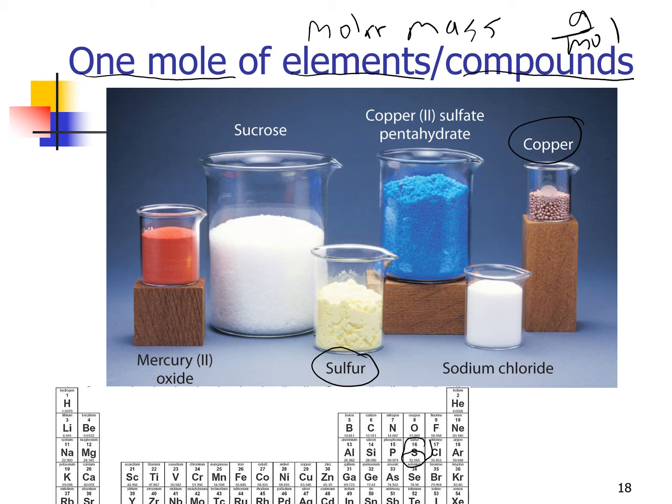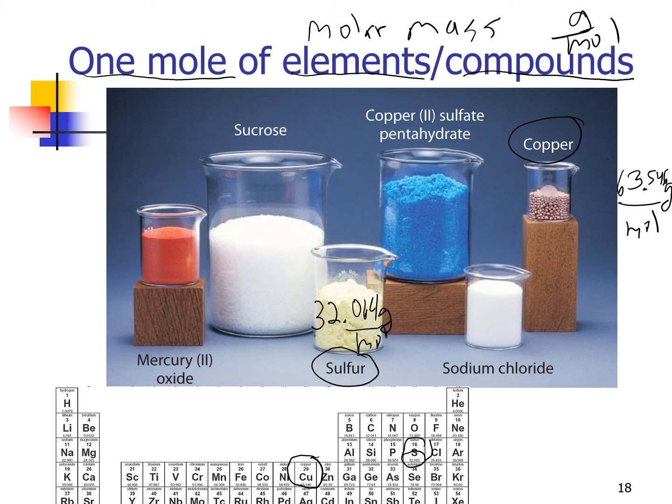The number at the bottom is the mass for 1 mole of sulfur. So sulfur weighs 32.064 grams, and that's per 1 mole. For copper, one of our transition metals, Cu, the molar mass of copper is 63.546 grams for 1 mole.